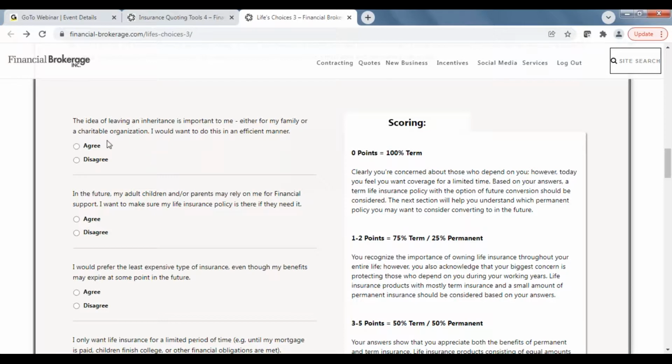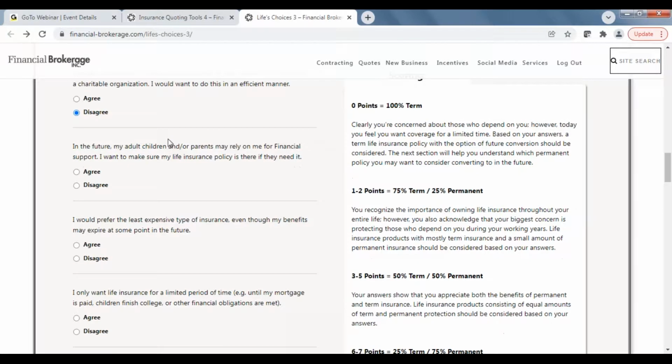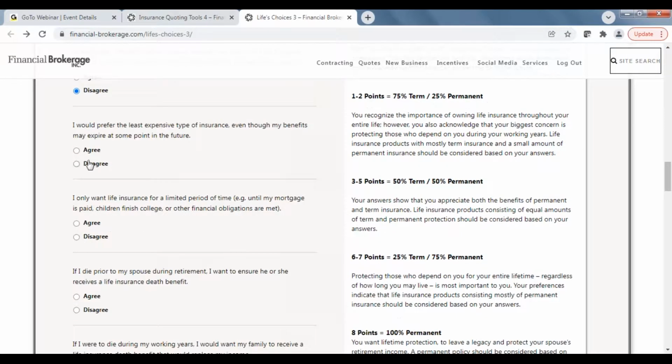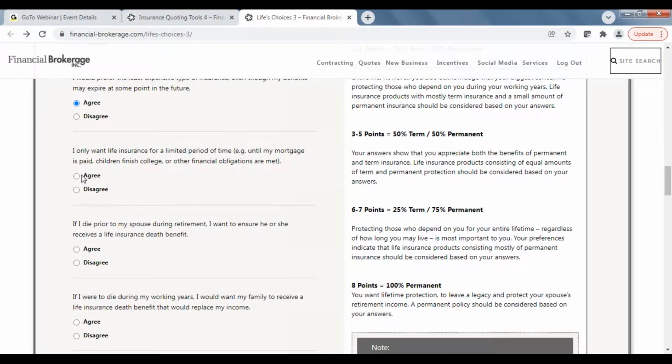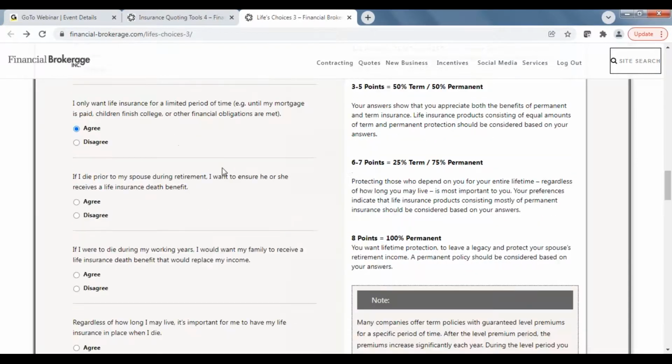So I'm just going to randomly answer some questions here, and we'll see what it comes up with. Let's say this person really doesn't care about leaving an inheritance. Their adult children may rely on them. No, we're not going to be concerned about them. I want the least expensive type, even though my benefits may expire at some point in the future. Let's say that's what this person's looking for. I want it for a limited period of time.